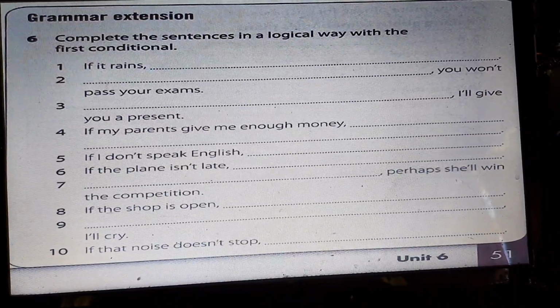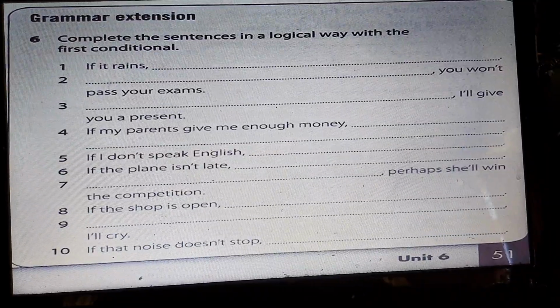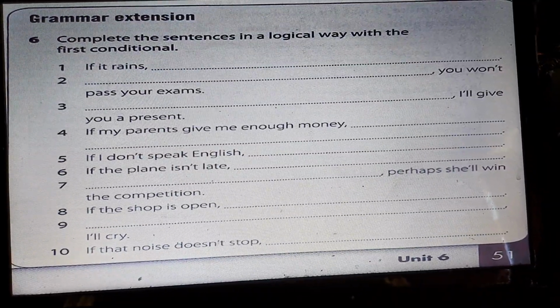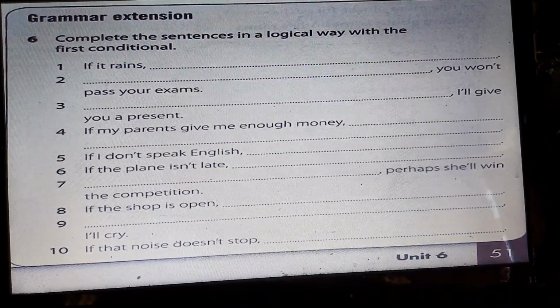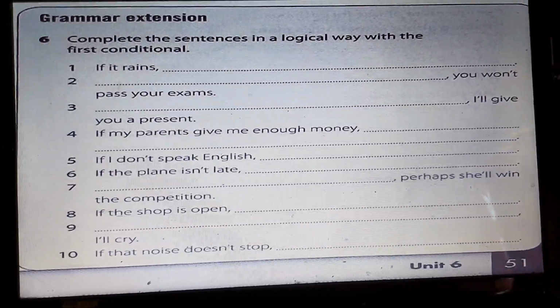Number 9. If the film is sad, I'll cry. Number 10. If that noise doesn't stop, I'll go crazy. This is all for today.